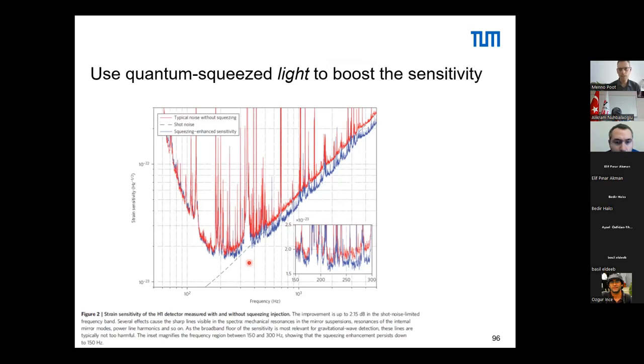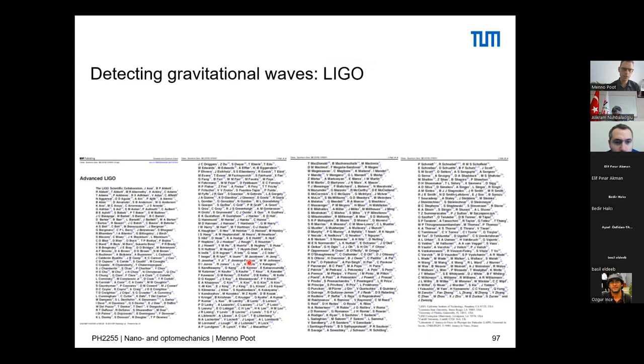And it means that these gravitational wave detectors are usually backed by lots of people. So here you can see the author list from the Advanced LIGO experiment. You can see many, many different people contributed, some of them in theory, some of them in actually designing the experiments, some of them in terms of the noise cancellation and so on. But a lot of people were involved in these extremely sensitive, I would say, state-of-the-art optomechanical devices.